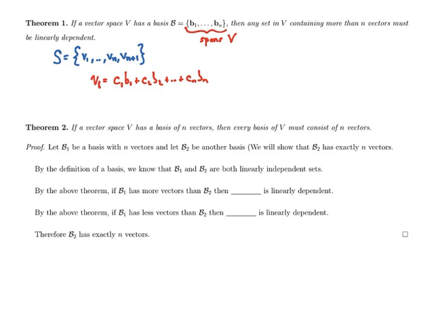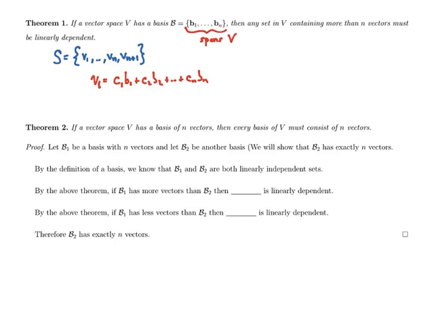So the next theorem says, if a vector space V has a basis of n vectors, then every basis of V must consist of n vectors. So every basis has to have the exact same size. And the proof is a quick little thing here. We're going to consider two bases, B1 with n vectors and B2, and we're going to show that B2 has exactly n vectors. Since B2 is an arbitrary basis, we will show that every basis has exactly n vectors.